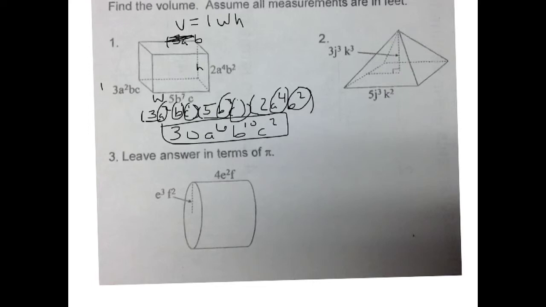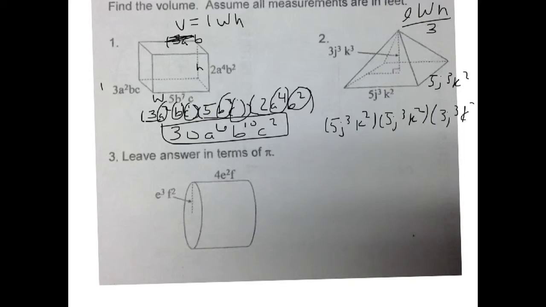For pyramids, it's the same thing except it's length times width times height divided by 3, or 1/3 of the length, width, and height. In this one we have a square base, so this base is 5j^3k^2 on both sides. So our length and width will both be 5j^3k^2, and a height of 3j^3k^3, all divided by 3.